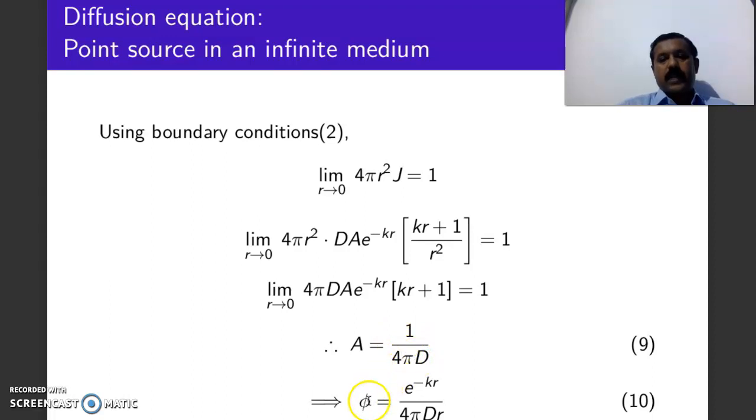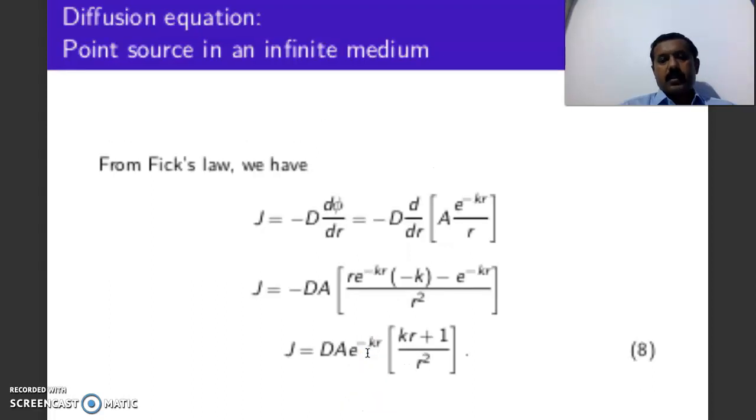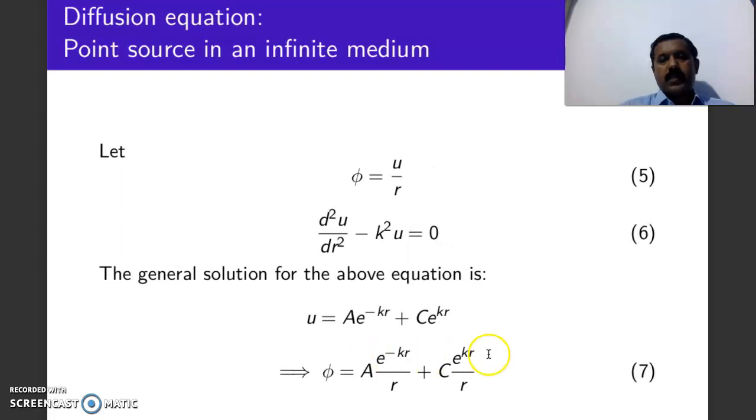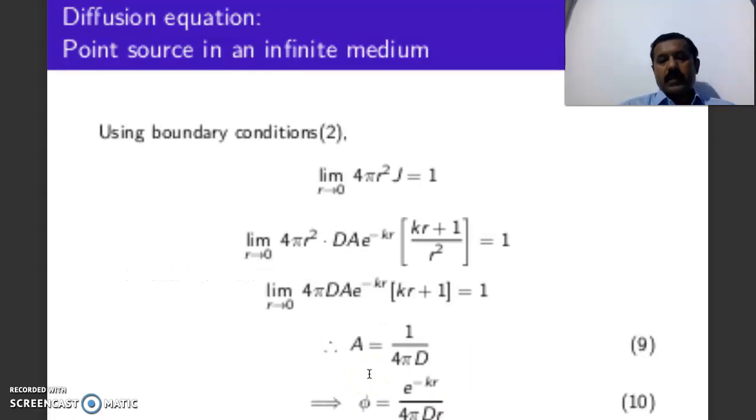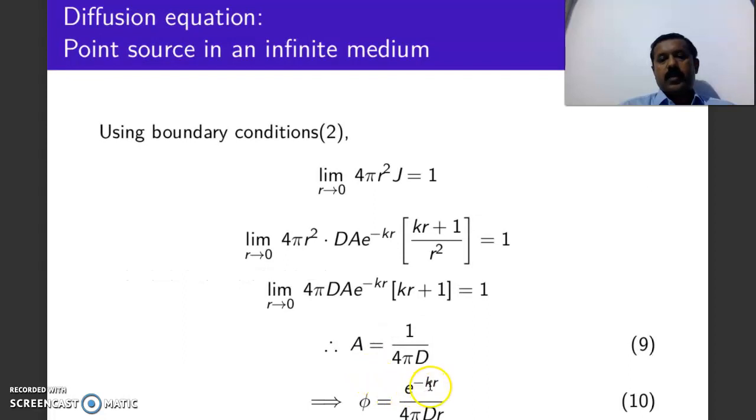Thus we get phi, if you substitute the value of A in the expression, see we found this is the expression for flux. We know C is equal to 0. Now we have got the value of A. Now if you put the A value, then the flux will be equal to e to the power of minus kr divided by 4 pi Dr. This is how one can obtain the flux by solving the diffusion equation.